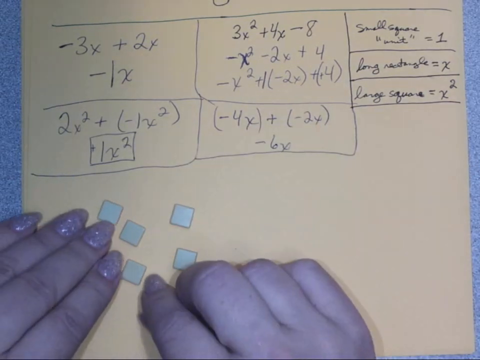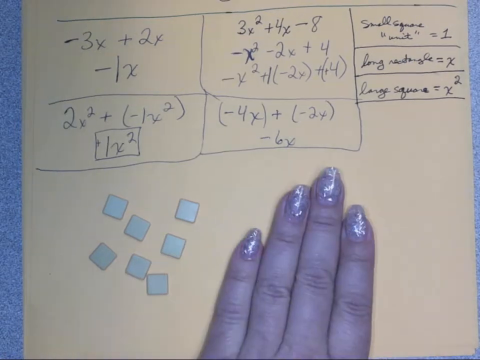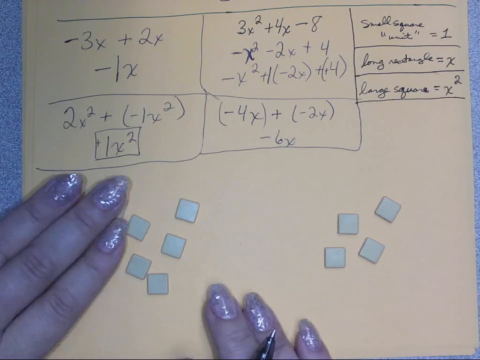Okay, this is my first group. And then to that, I'm going to add that group. So thoughts should be going through your head right now. Are those ones, or are they x's, or are they x squares? And how many in each group, and are they positive or negative? So hopefully all those things are running around in your brain.